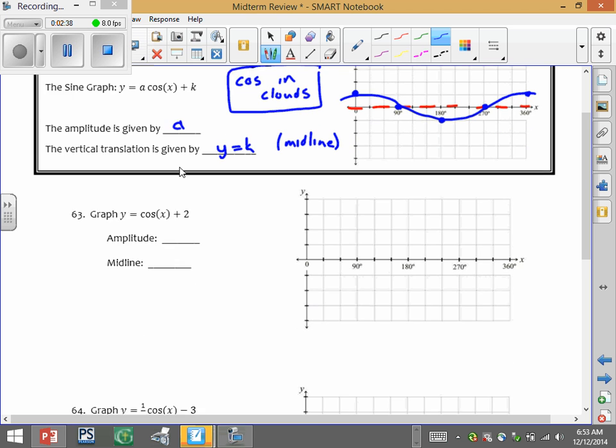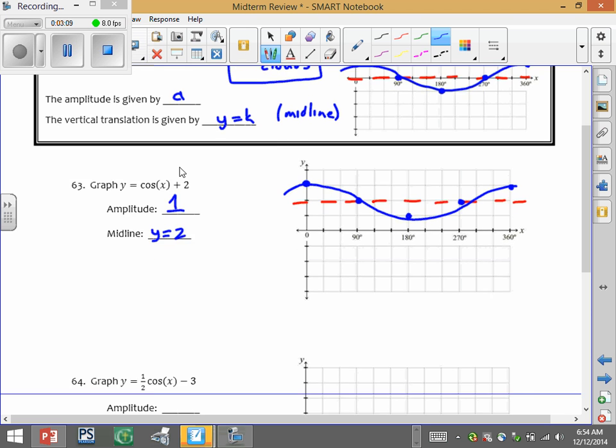Right, so we look at 63, the cosine of x plus 2. So again, there's no number in front, which means the amplitude is 1. The midline is y equals 2. So let's go ahead and draw that midline in at y equals 2. Now the whole purpose of that midline, again, is that it gives us our new reference point. So we're going to start in the clouds. An amplitude of 1 means we start 1 above the midline. At 90, we're on the midline. At 180, we're 1 below. At 270, we're back on the midline. And then at 360, we're back to 1 above. And we'll cycle this one through.